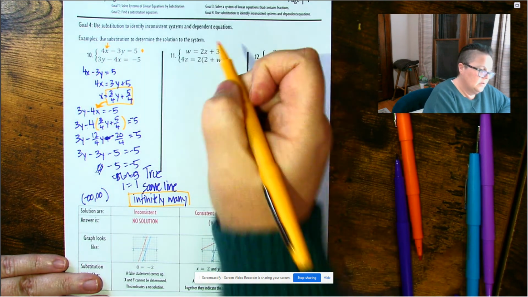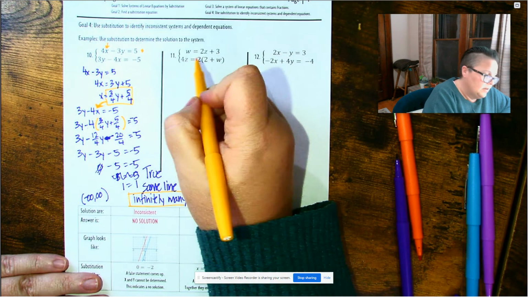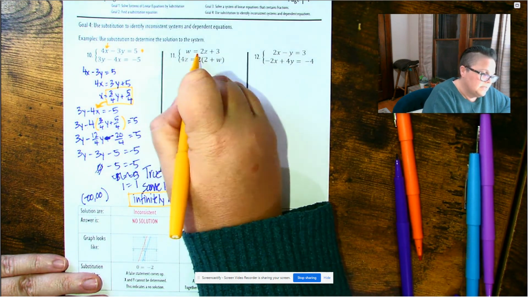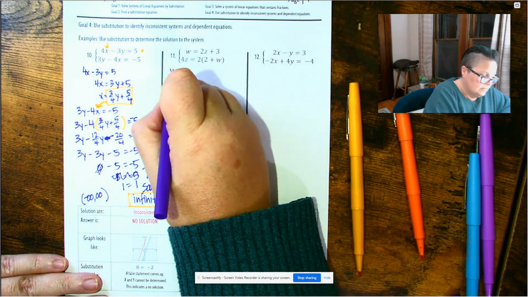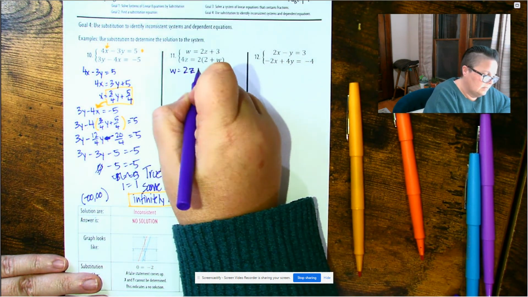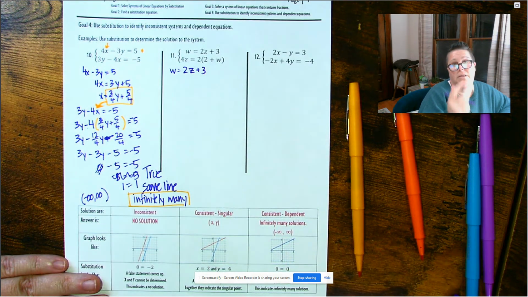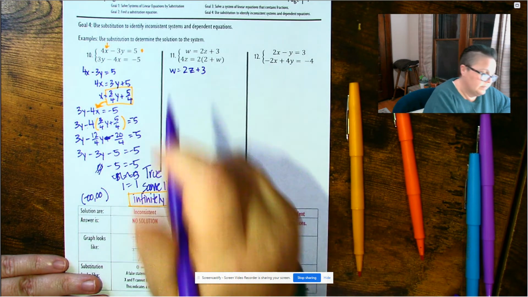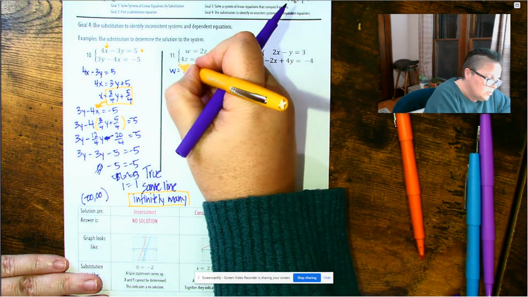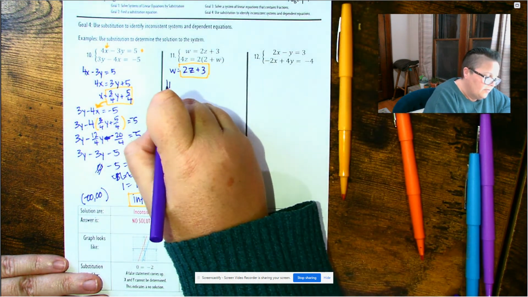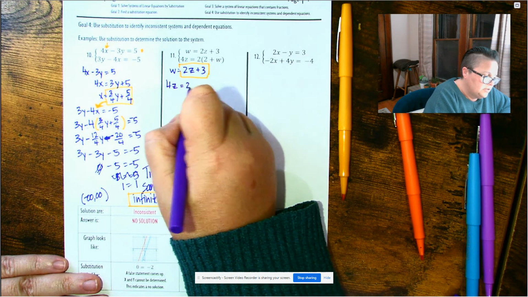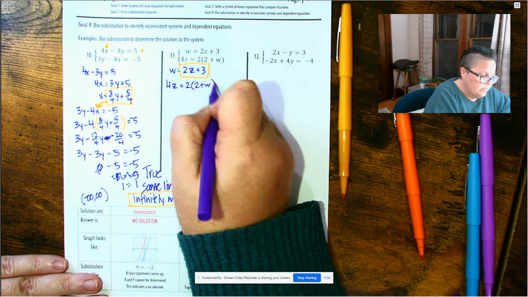Okay. All right. Second problem. We've already solved for W. W is equal to 2z plus 3. By the by, I put a line through my z's so they don't look like 2's. That's why you see that line through there. Okay? All right, so I know that W is equal to 2z plus 3. Then I have 4z is equal to 2 and 2 plus W.